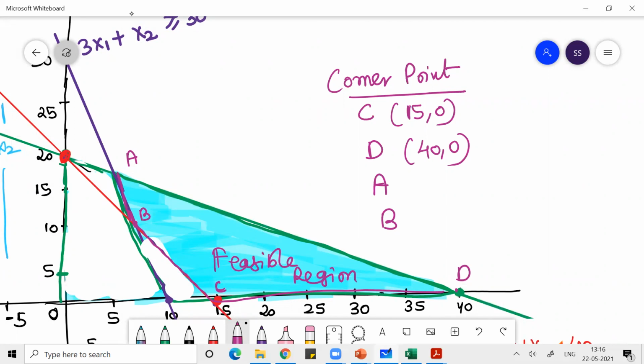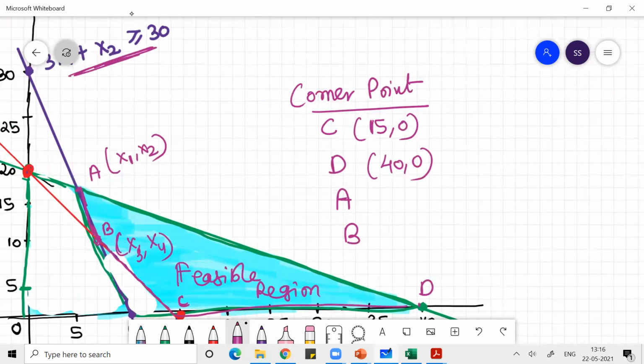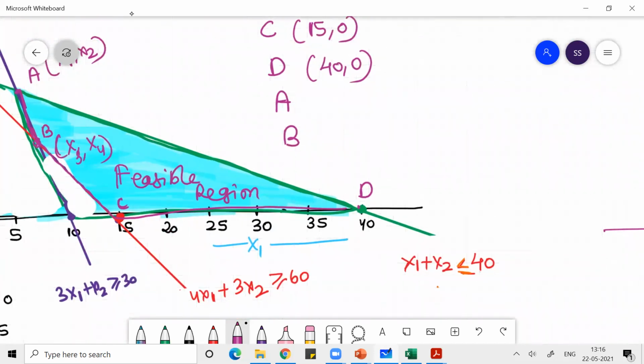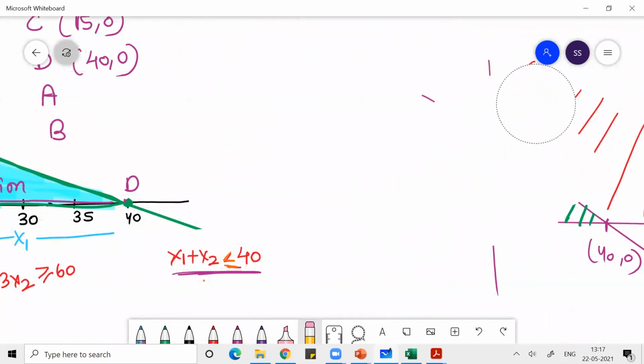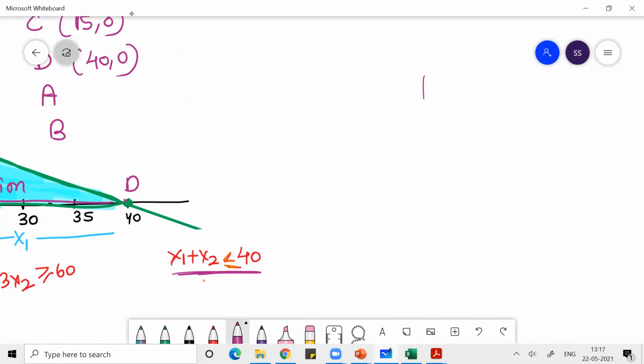So your corner points are A, B, C, D. I don't know the coordinates of some of these, but I can find them. Point A is the intersection of two lines. What are the two lines? 3x1 plus x2 equal to 30 and x1 plus x2 equal to 40. If you solve them, you'll get point A. If you have done basic maths, you know how to find that.